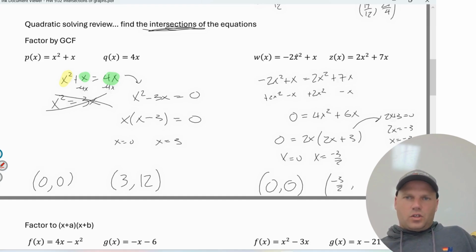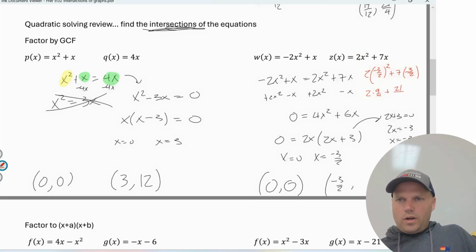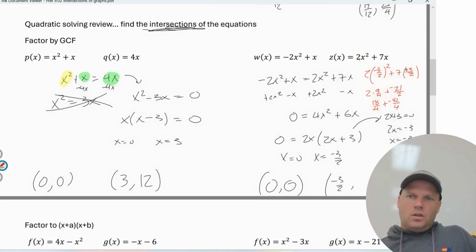Negative 3 halves squared times negative 2 plus negative 3 halves. Maybe I'll do this one. Maybe that'll be easier because I don't have any negatives. So let's do this one. 2 times negative 3 over 2 squared, plus 7 times negative 3 over 2. This is 2 times 9 fourths, because 3 halves times 3 halves is 9 fourths. This is 21 halves, multiply straight across. This is 18 fourths. This is minus 42 fourths.